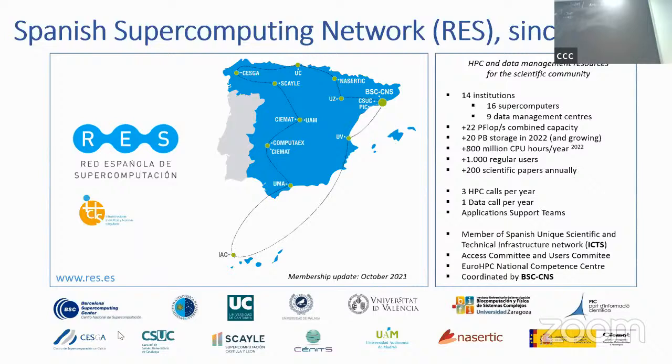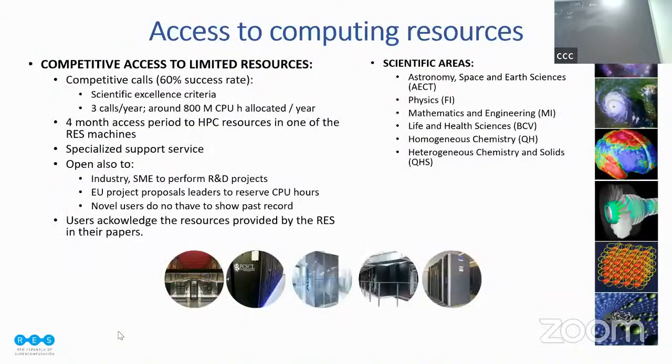So we have an access committee, and a users committee also to represent the rights of the users. So in principle, you can access these computer resources just by a competitive access. And the resources, unfortunately, are limited, but we try to increase every year. We have a 60% success rate, which means that statistically you will have a 60% probability of getting in.